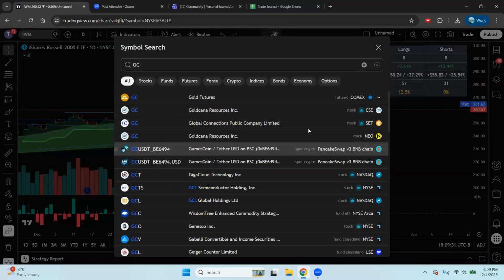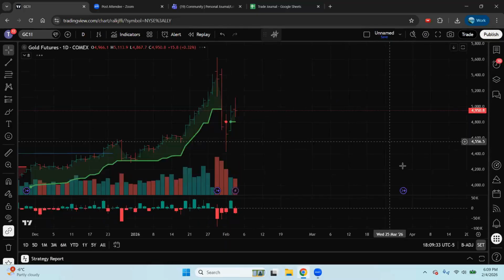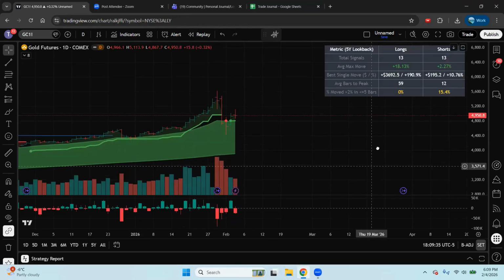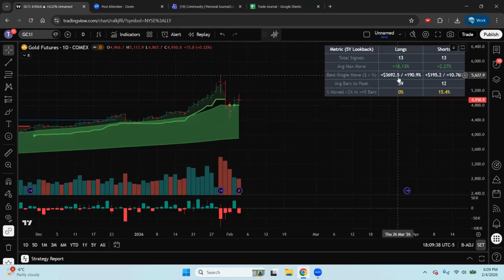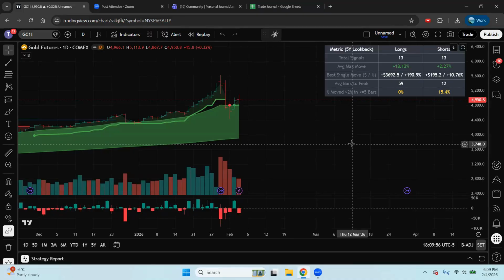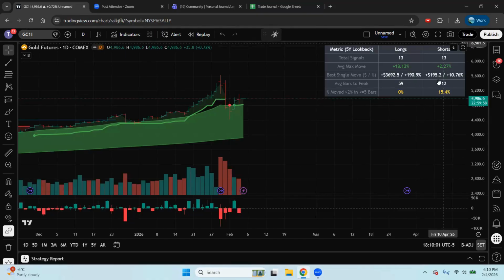From there, let's head over to gold futures. And this is on a daily chart. And you can see on gold futures, last 5 years, the biggest move on a futures contract is $4,950. Our biggest move was $3,692, out of that 4,950. And I think that's the move we're currently in, where we have captured about three-quarters of that entire price on that futures contract here. The shorts are not doing well, but again, we're making money on average on these shorts.